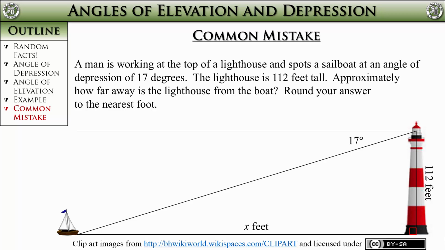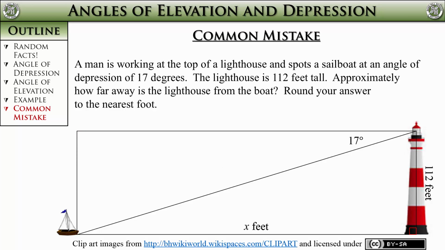Option number 2 is to realize that this part is a 90-degree angle. If 17 degrees is on one side, then its complement is 73 degrees. With that 73-degree angle filled in, we now have the tangent of 73 is x over 112. That's the second option. The third option popular with students is to build an upside-down triangle.